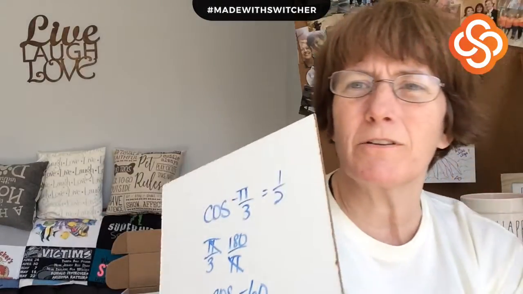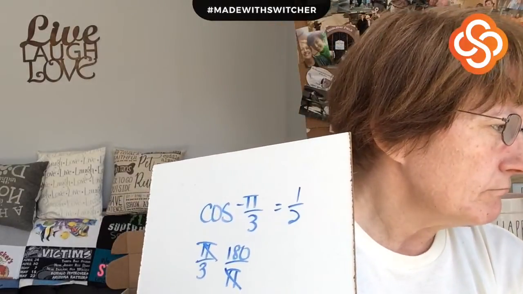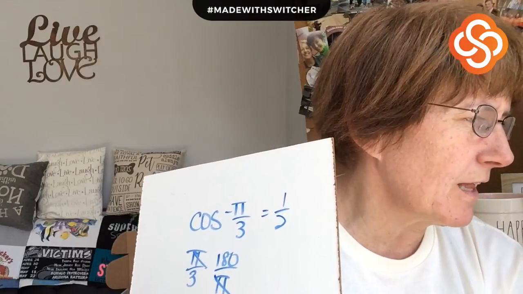What is the radius of the unit circle? 1. Positive angles are measured in what direction? Counterclockwise.